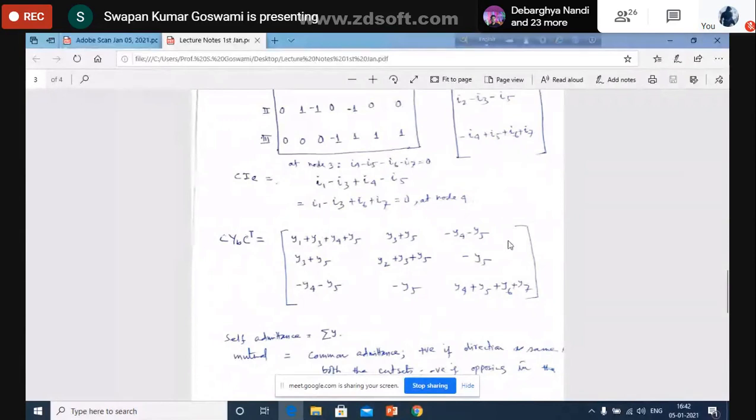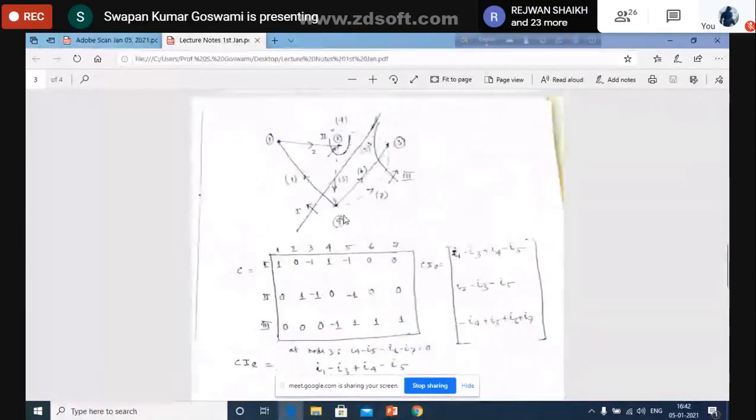Okay, so C YB C transpose, if you find it out, you see that this is the matrix and this is again an admittance matrix. Basically you can say this is also one form of nodal admittance matrix, or more truly you can say that this is nothing but the node to node admittance matrix. Or you can also say this is the Kirchhoff admittance matrix. How can we relate this matrix with the Kirchhoff?